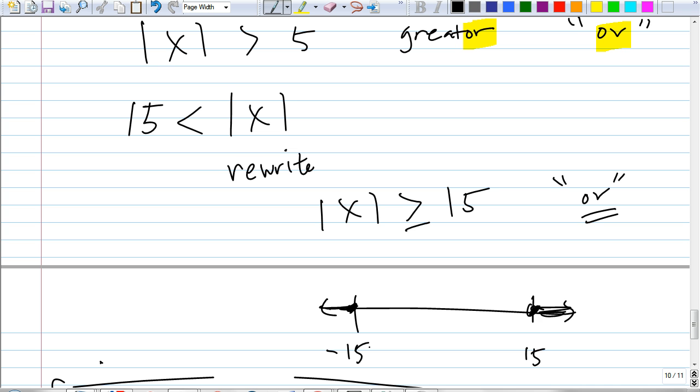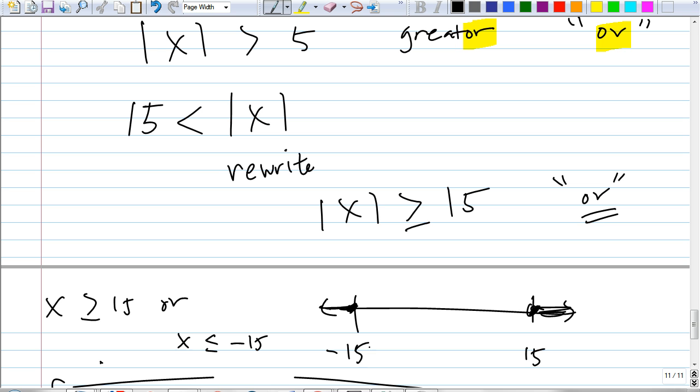What are the two inequalities you get? This is important. What are the two inequalities? X is greater than or equal to 15, or x is less than or equal to, is it 15 or negative 15? You understand? Guys, do you understand?